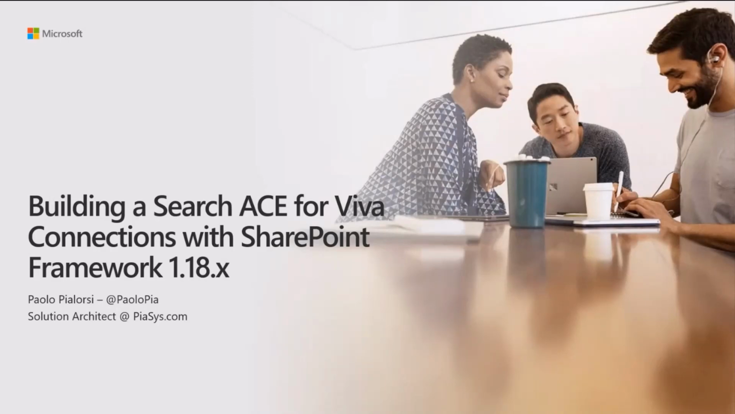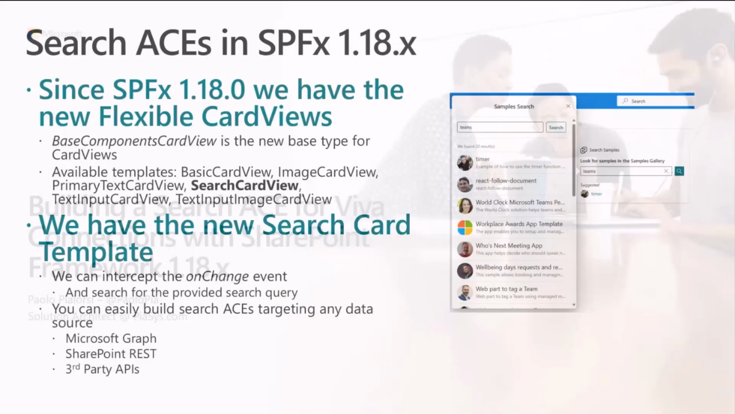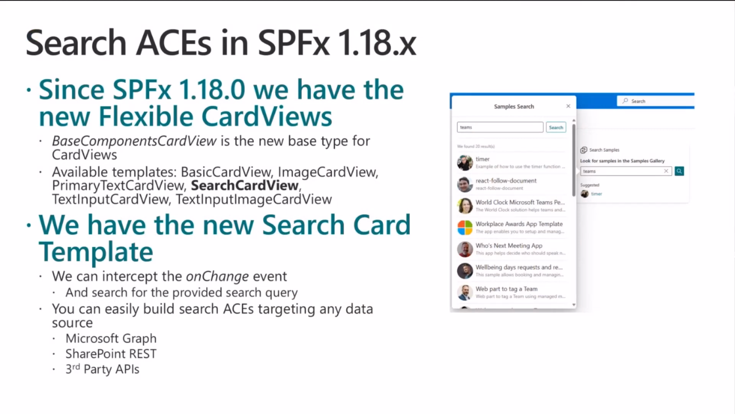And now we are going to talk about how we can build a search adaptive card extension for Viva Connections using SharePoint Framework 1.18. I'm Paolo or Pablo, up to you. Today we are going to see how we can extend the Viva Connections dashboard with the latest release of SharePoint Framework. In fact, in version 1.18 Microsoft introduced a new way of defining the card views in the ACEs.